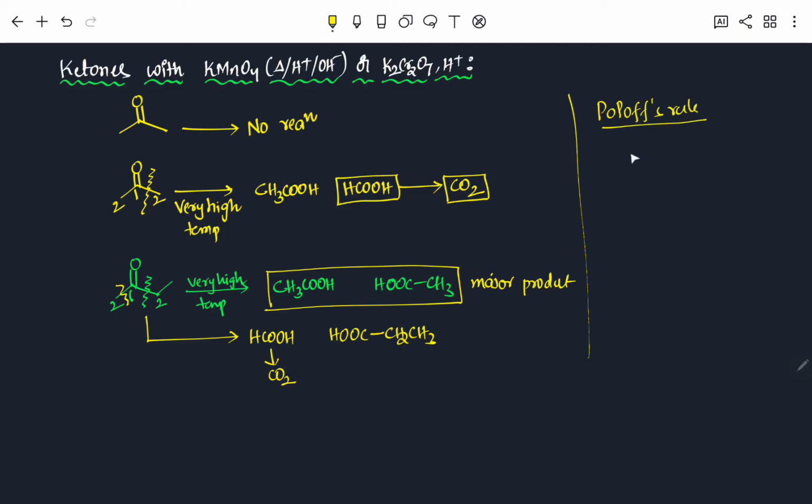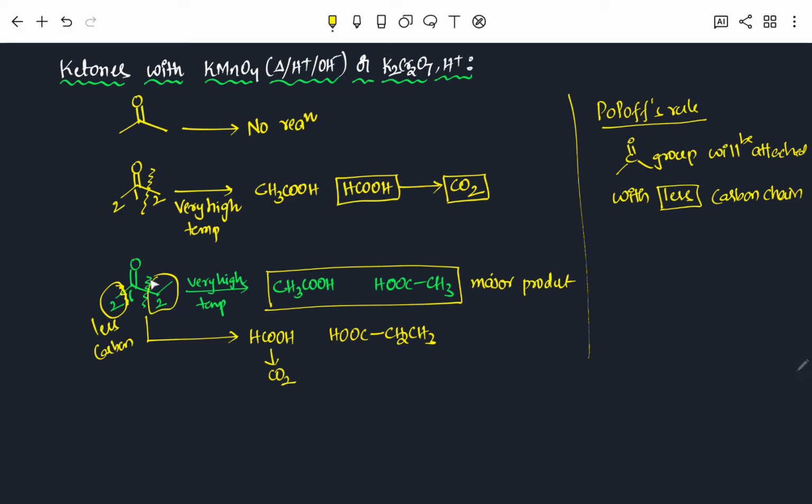And Popoff's rule is that the CO group will be attached with the less carbon chain. Now what is the meaning of less carbon chain? It is a less carbon chain. It is a more carbon chain.